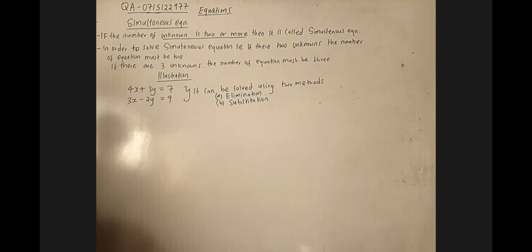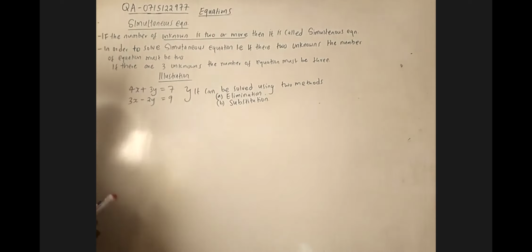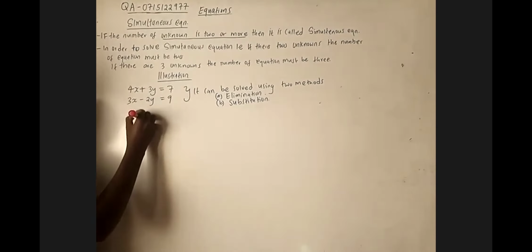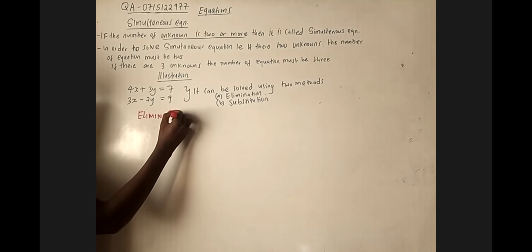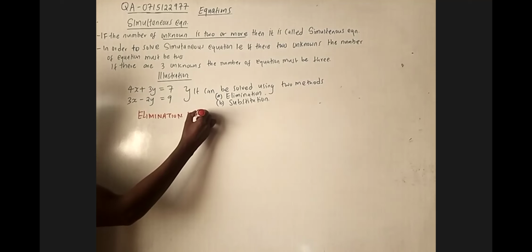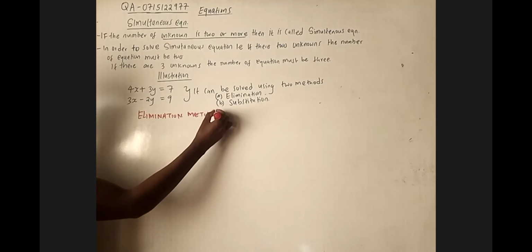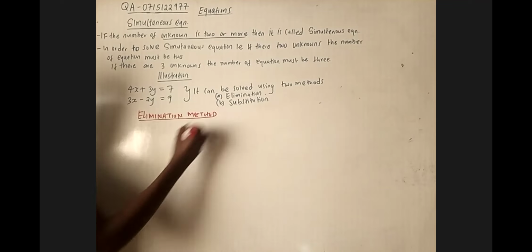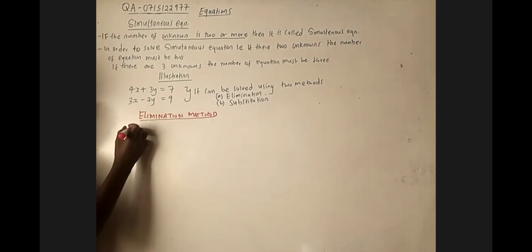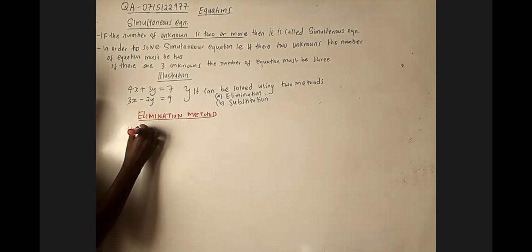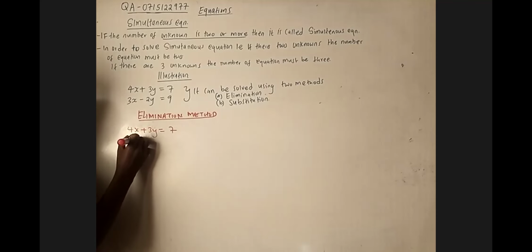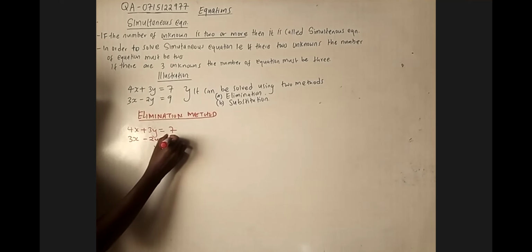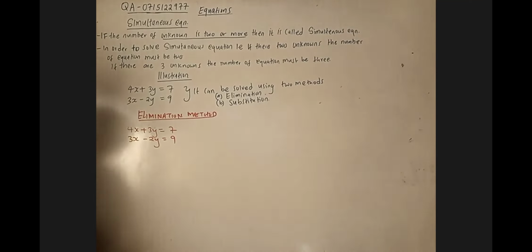The elimination method first, then substitution later. So let's start with the elimination method. For example, with this one, 4x plus 3y is equal to 7, and 3x minus 2y is equal to 9. So how do we use the elimination method?